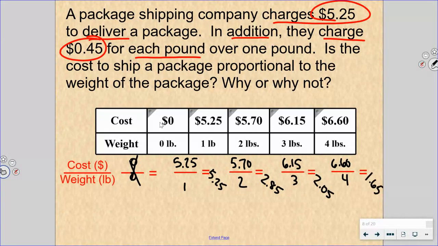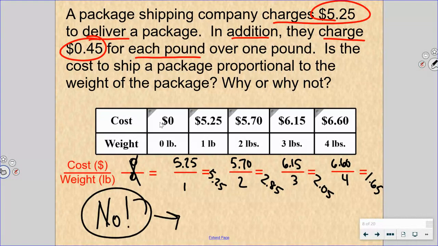Oh wait, which is it? Is it $1.65 a pound? Is it $2.85 per pound? The point is, is this relationship proportional? No. Now go ahead and explain why it is not proportional. Pause the video and come back when you're ready.